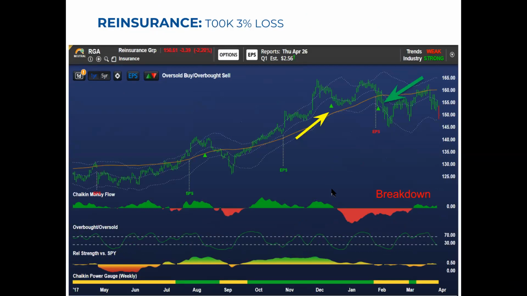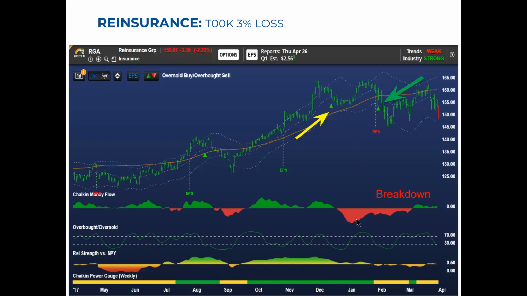A more recent example is Reinsurance Group. This is, again, another insurance company that I bought recently. I bought this back in December on this buy signal here, oversold buy. Everything else at the time was green, including money flow. So I bought it at 155. And then you can see what happened.